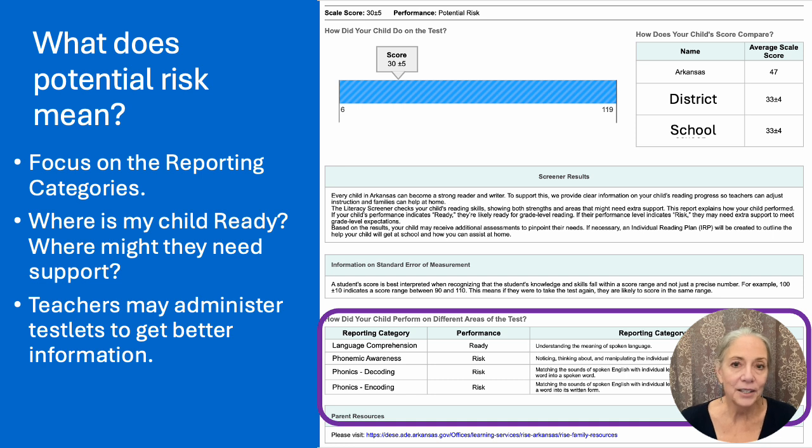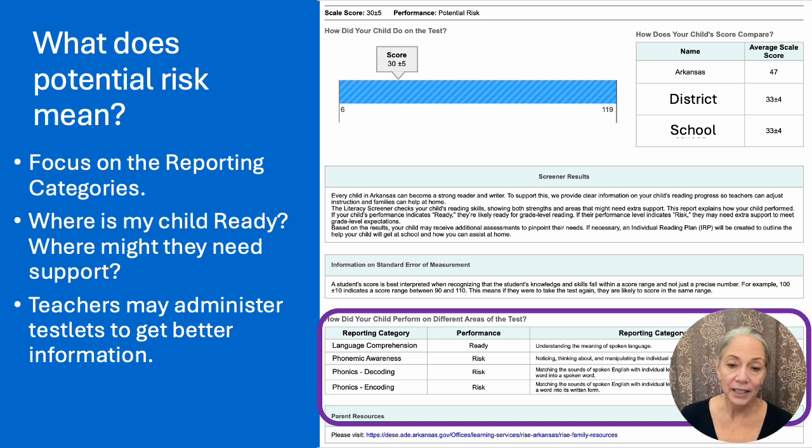Let's take a look at a student report that shows the student at potential risk. Again, I don't know if you noticed, but the scale score for this child is just a little bit lower than the child in the previous example, but that doesn't determine the risk. What determines a risk is what I have highlighted in this purple box down here. You can see the reporting categories for this particular grade level are language comprehension, phonemic awareness, phonics, specifically decoding, and encoding phonics.